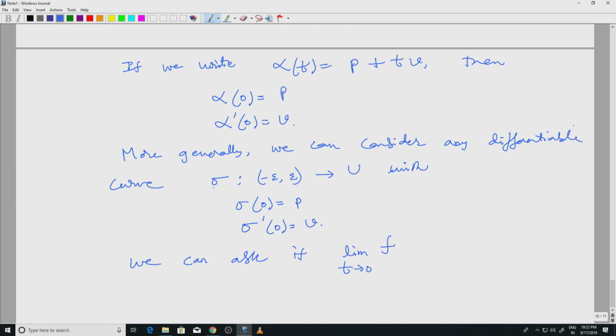We can ask if the limit of f of sigma t minus f of p, as before, divided by t exists. And if it does exist, how is this related to the directional derivative as defined earlier? The directional derivative would correspond to taking, instead of an arbitrary sigma, this specific sigma, which is alpha t equals p plus tv.